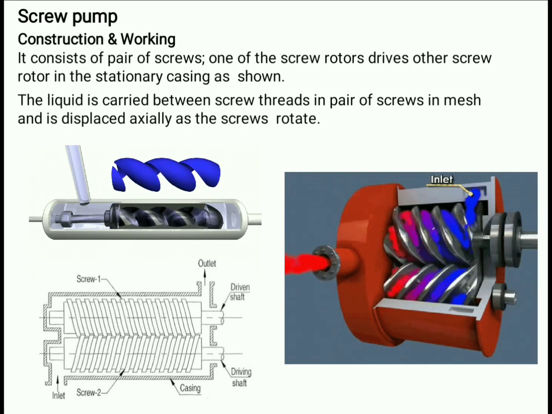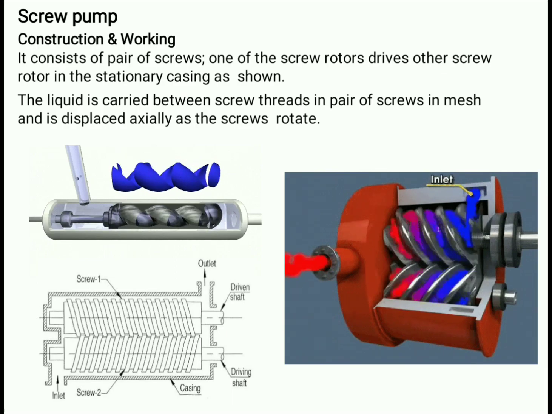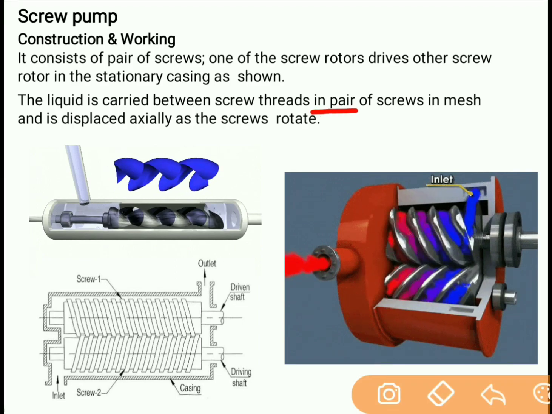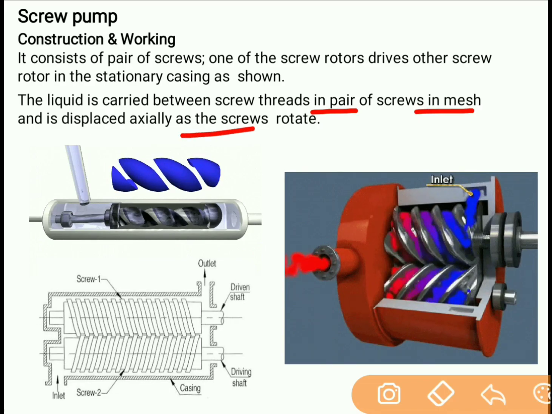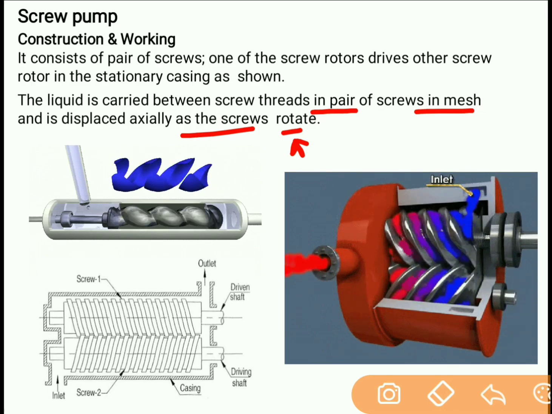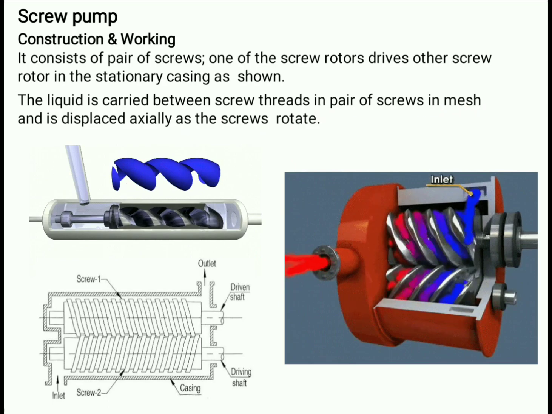It consists of a pair of screws. One of the screws drives the other screw in the stationary casing, as shown. The liquid is carried between the screw threads in the pair of screws in mesh, and it is displaced axially as the screw rotates. So as the screw rotates, the liquid will get squeezed and transferred axially towards the delivery side.